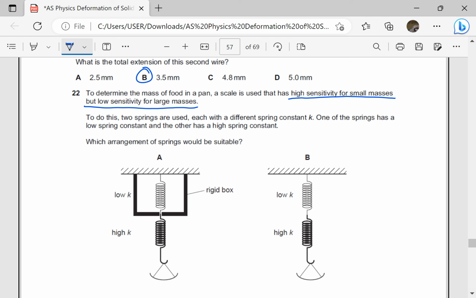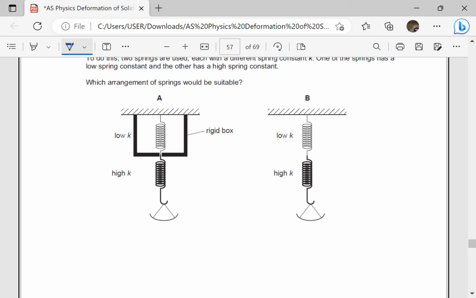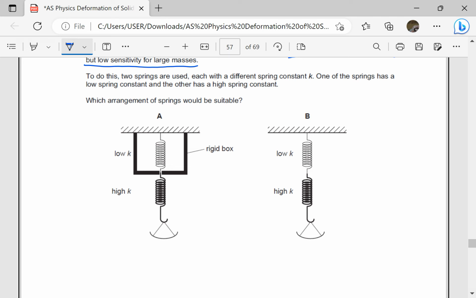Okay, so let's inspect this. When I compare this here, this is the spring which does not easily stretch. When I put a mass here, yes, this will stretch, but for smaller masses, because this does not easily stretch, the sensitivity here will be very low. The total extension here is the sum of the extension of these two, but this one does not easily stretch. So for smaller masses, the sensitivity here will not be really very good.